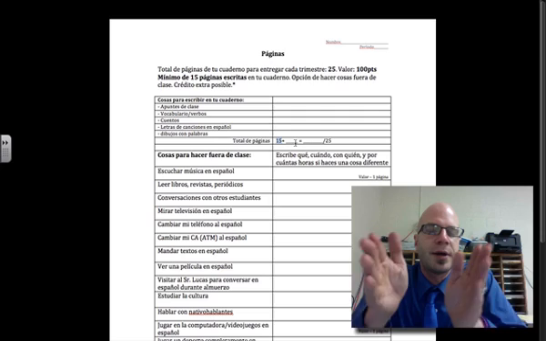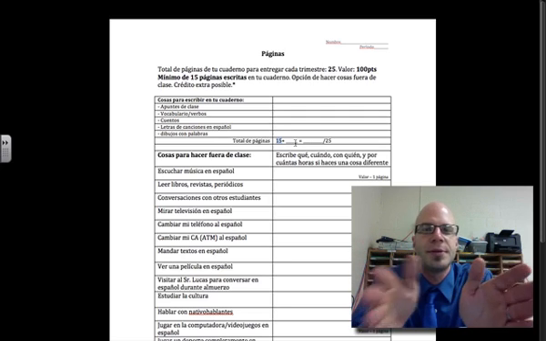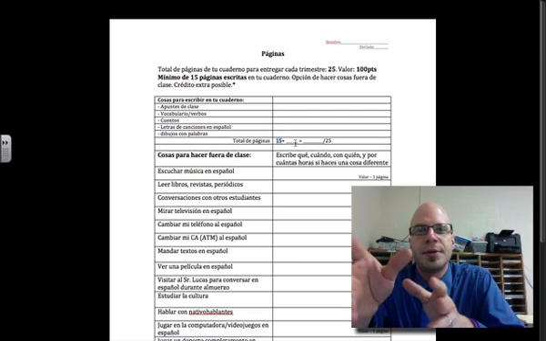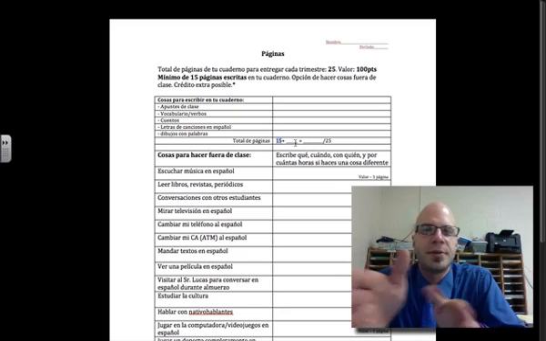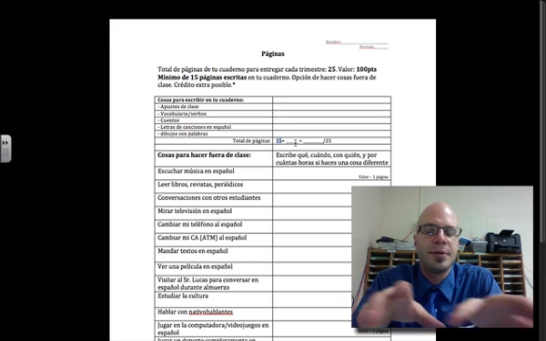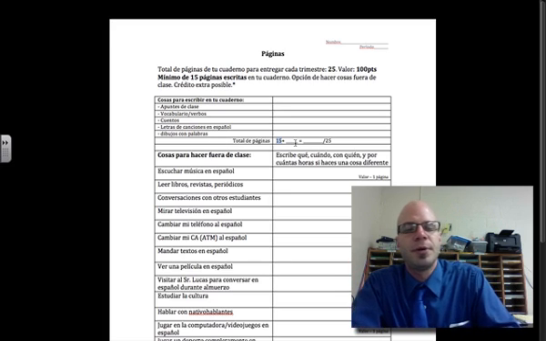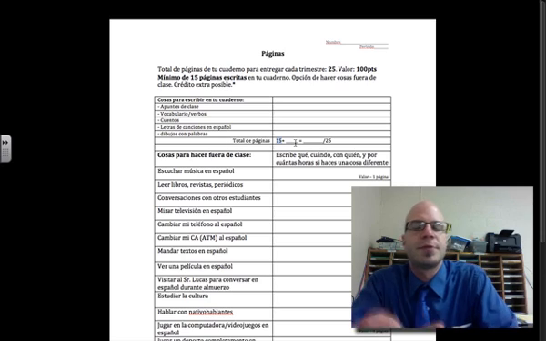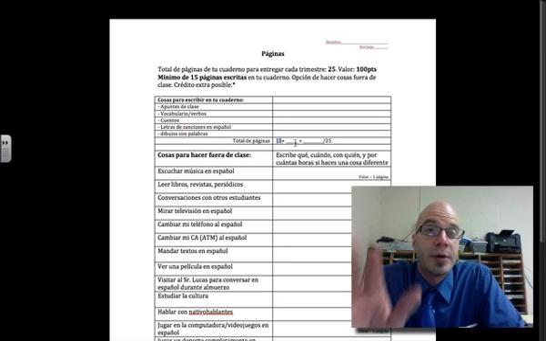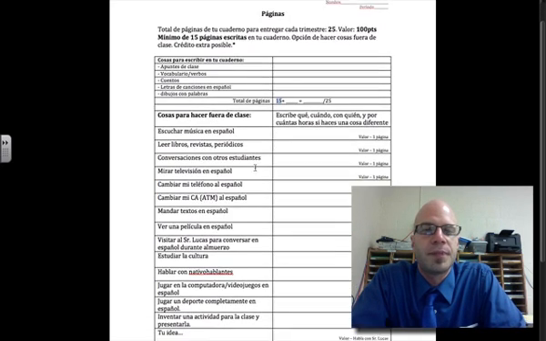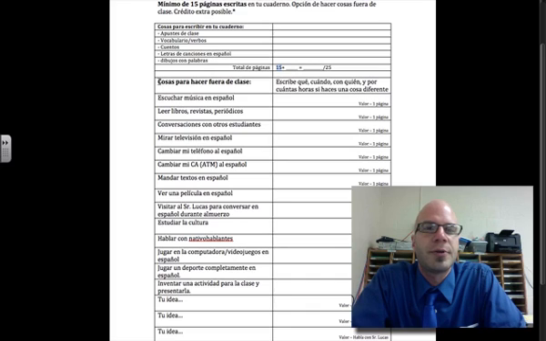Now, the other 10 can be a combination of written and other activities that you do. It could be all written, it could be all activities. It's up to you. I don't really care about that part. Once I get the 15 written pages, then you can decide however you want to split up your effort. Okay, so next we have cosas para hacer fuera de la clase. That would be things you're going to do outside of class to fill up this journal.